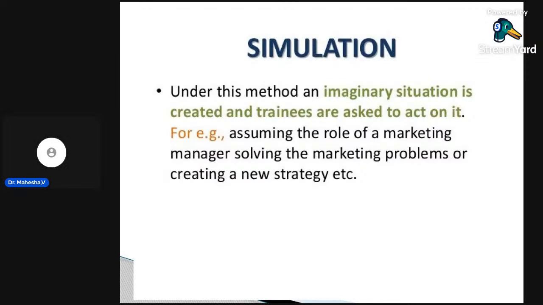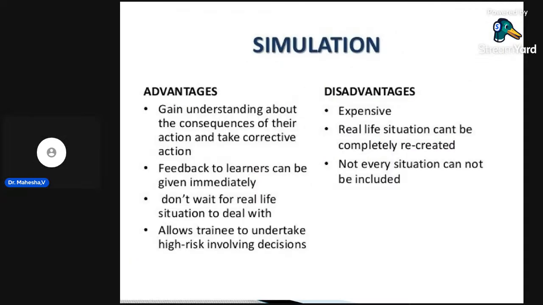The simulation. Under this method, an imaginary situation is created and trainees are asked to act on it. For example, assuming the role of a marketing manager, solving the marketing problems or creating a new marketing strategy for an FMCG product or any other product. Based on his input, the outcomes will be decided.